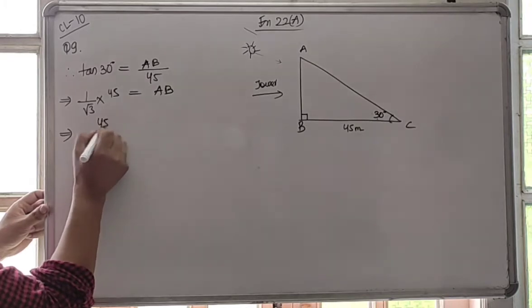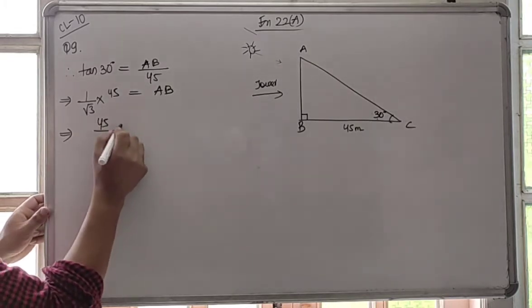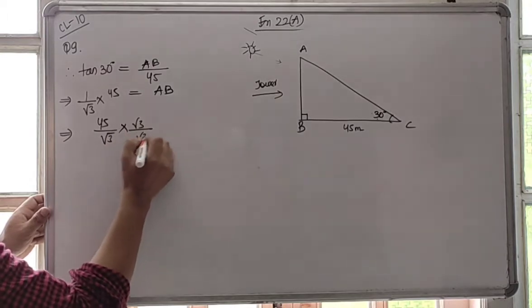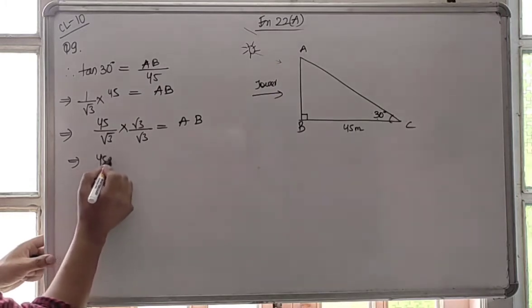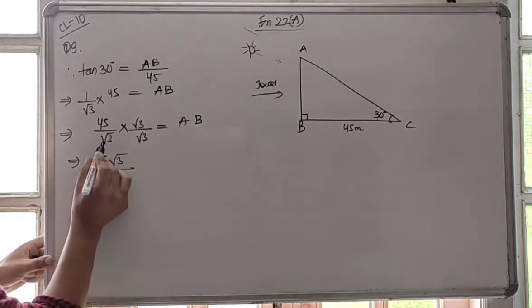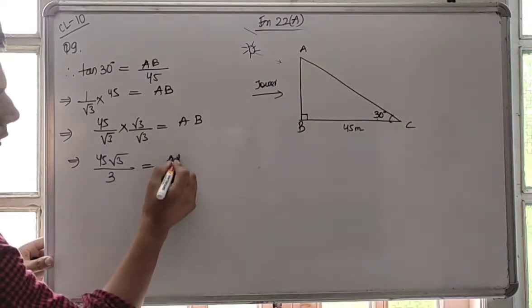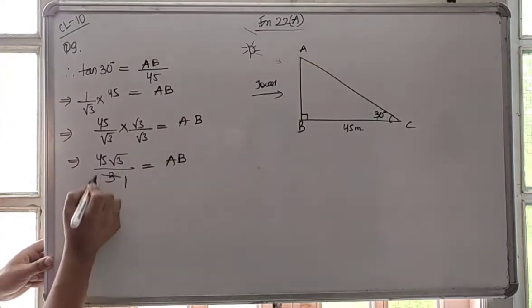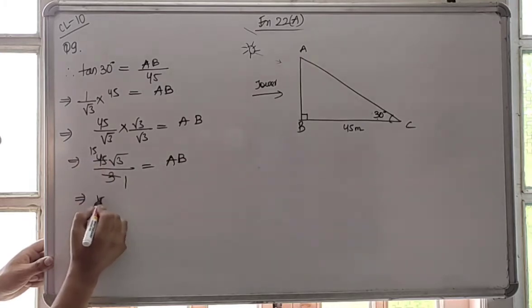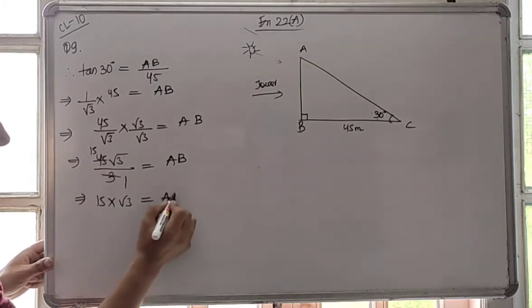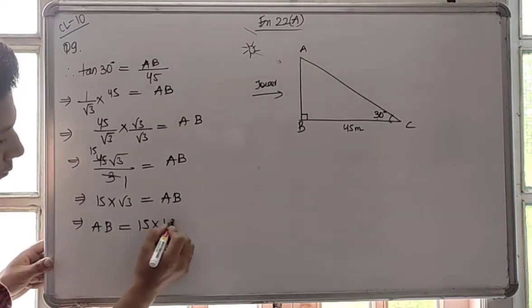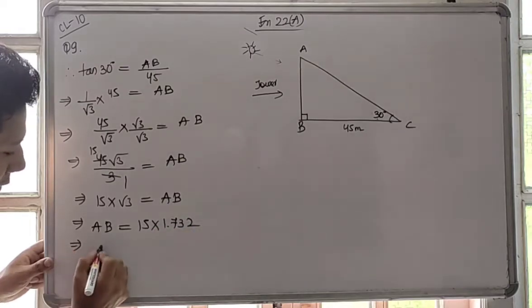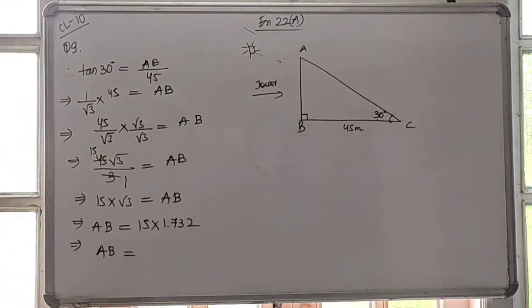So again here also I'm getting 45 by root 3. So I want to rationalize it because I don't want to keep the denominator as a decimal. Okay, so I'll be getting 45 root 3 divided by root 3 into root 3 is 3, which is equal to AB. So it's now easy. 3 ones are 3, 3 fives are 15, so therefore it will be 15 into root 3, which is equal to AB. So therefore AB is 15 into 1.732. Please calculate, boys, how much you are getting. 15 into 1.732, that will give the height of the tower.